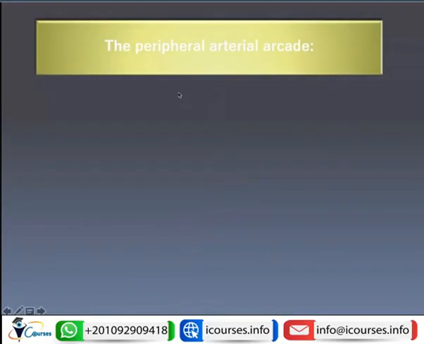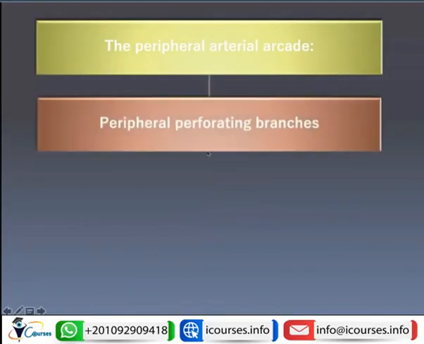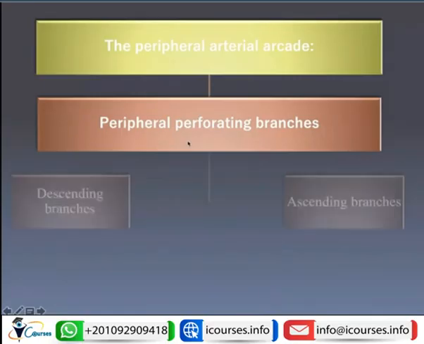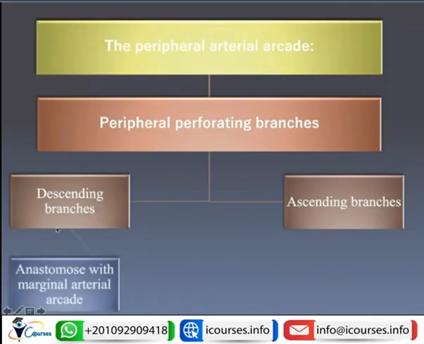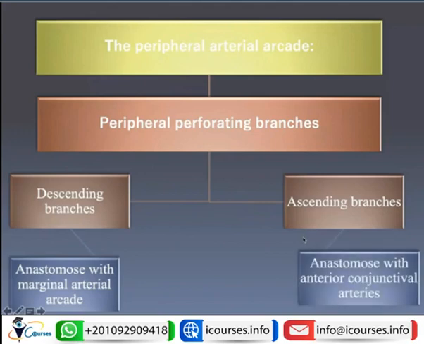So to summarize, the peripheral arterial arcade will give perforating branches that will pass above the upper border of the tarsus and Müller muscle. After perforating the Müller muscle, they will give descending branches and ascending branches. The descending branch will anastomose with the ascending branch of the marginal arterial arcade and supply the whole tarsus, while the ascending branch will ascend toward the fornix and the bulbar conjunctiva, then will continue as the posterior conjunctival artery that will anastomose with the anterior conjunctival arteries about 4 millimeters from the limbus.